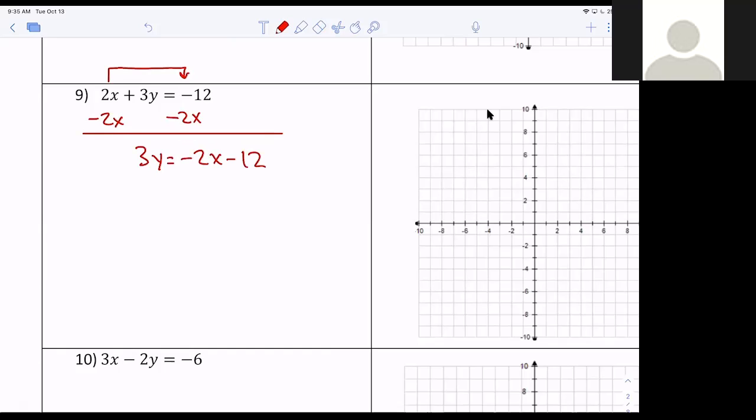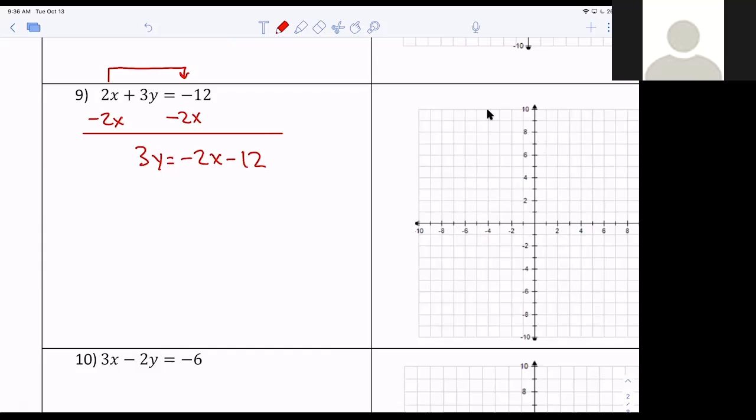What, Connor? Why would we divide? Why would you divide the 2x? Because I want the x on the other side. How do I undo addition and subtraction? With addition and subtraction. Come on, you know that.